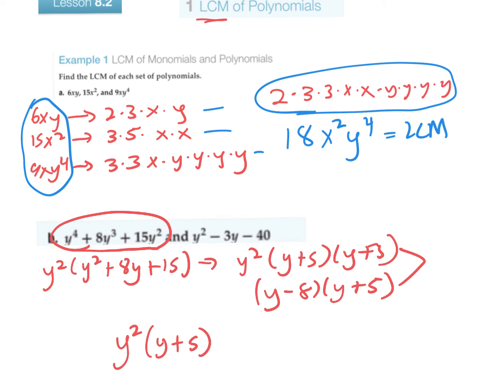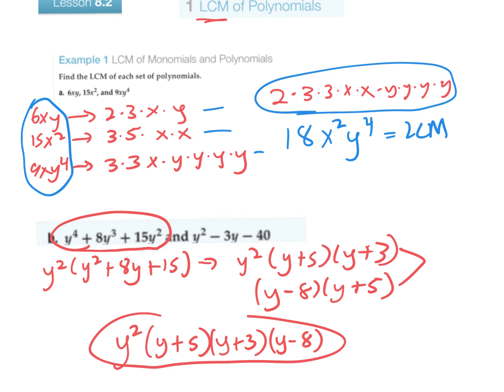That's a 3. Let me write that a little bit better. That's a 3. So y plus 3. And then I have a y minus 8. The y plus 5 is already being used, so this right here becomes my polynomial lowest common multiple.